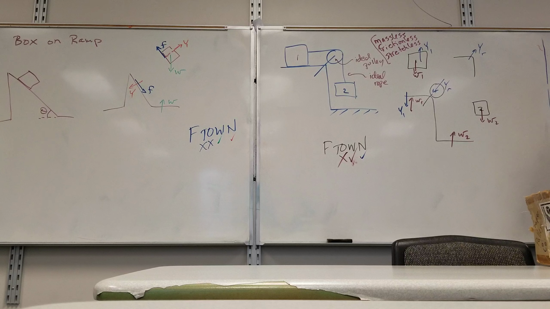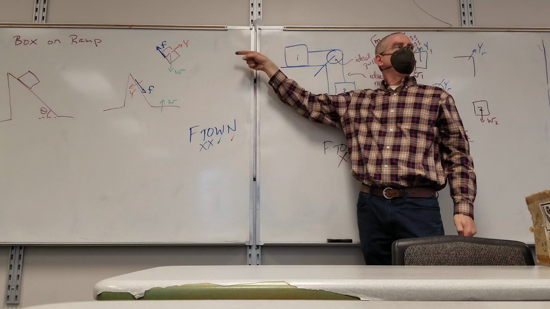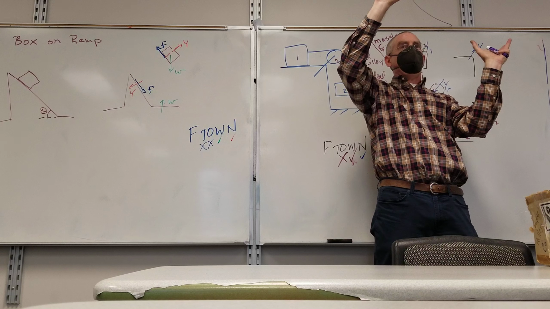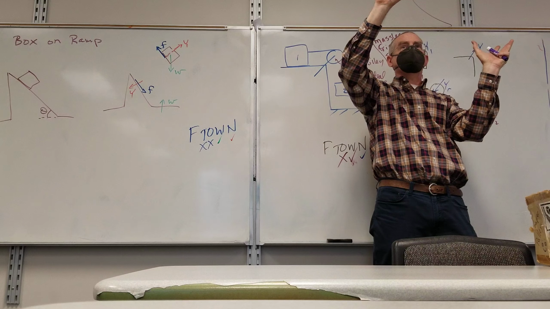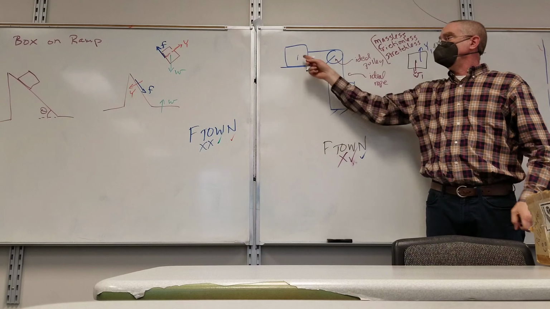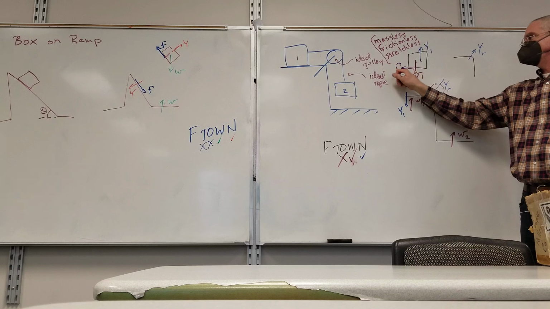All right, so friction goes that way because two's pulling one this way. Okay, so which way does one want to go? To the right. If I set up this situation and let go, which way would one go if it's frictionless? Right. So without friction, one's going that way and two is falling. So one wants to go that way, so friction is acting to oppose that.